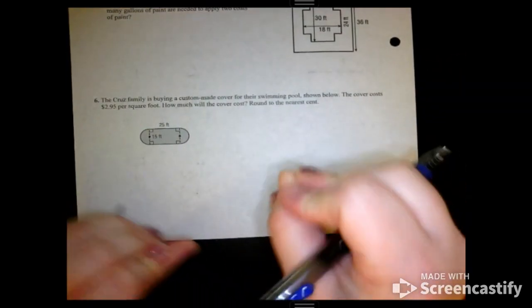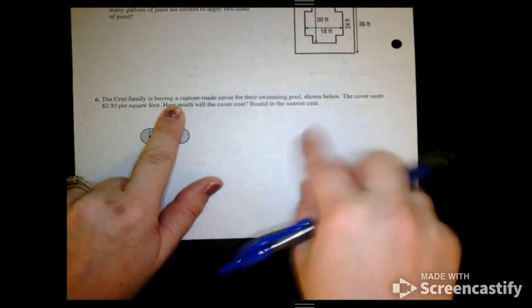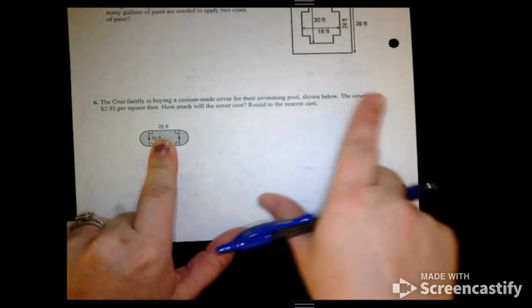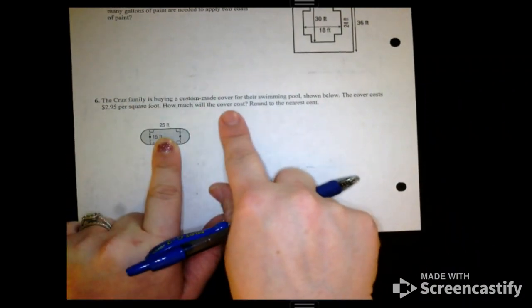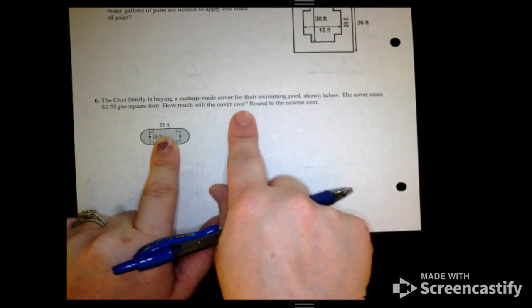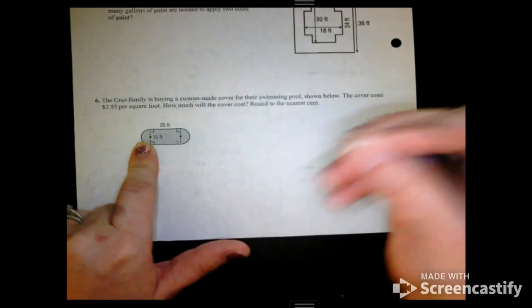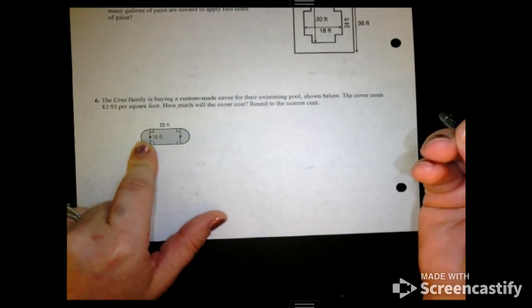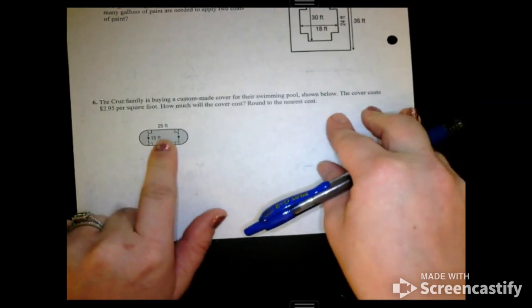Here's the thing. You're having to do a few things on this one. Because this is the Cruz family is buying a custom-made cover for their swimming pool, shown below. The cover costs $2.95 per square foot. How much will the cover cost? So it's not asking us to just find the area. But that's what we have to start with. The cover would be how much would it cost to cover the whole thing? Okay, so we have to find our area first.